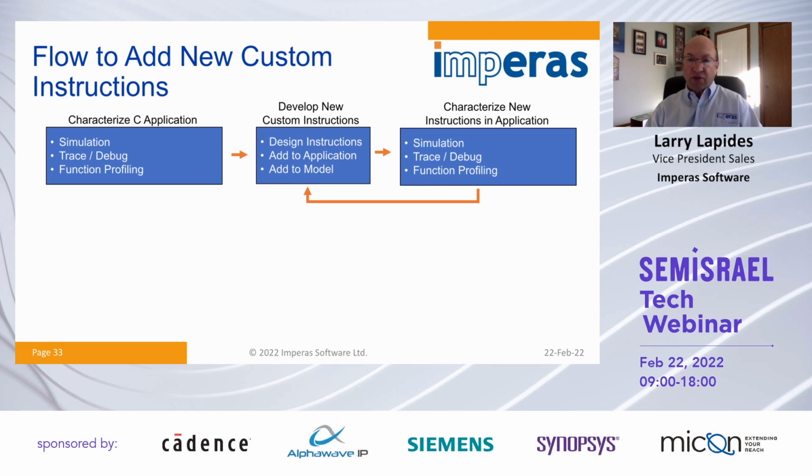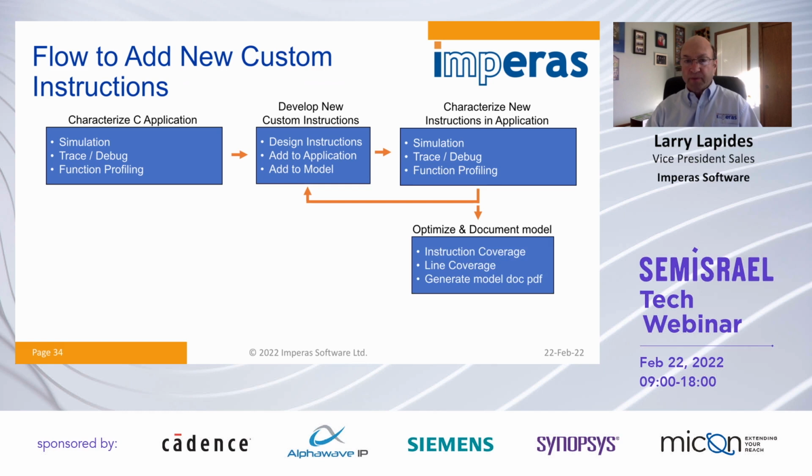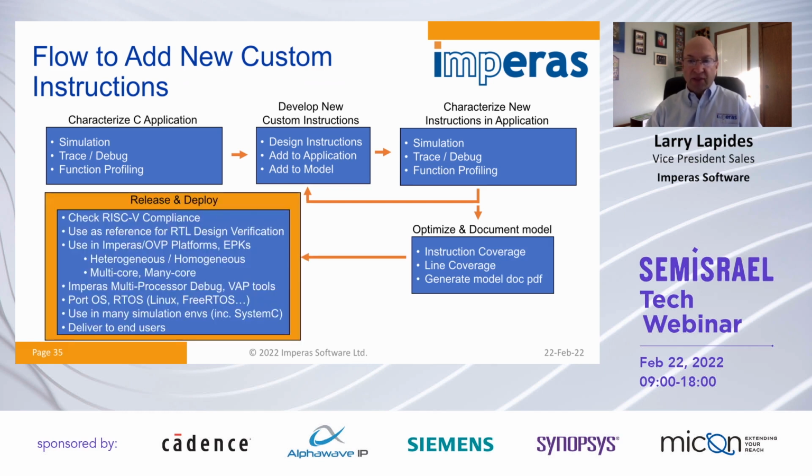In this custom instruction flow, you're now going to iterate that until you're happy with it. You're going to optimize and document the model, and then release and deploy. So this is the reference model that you're going to be using, not just for DV, but for software development. It needs to support the complete RISC-V specification, but it also needs to be able to handle custom instructions. So this is one key piece of technology.